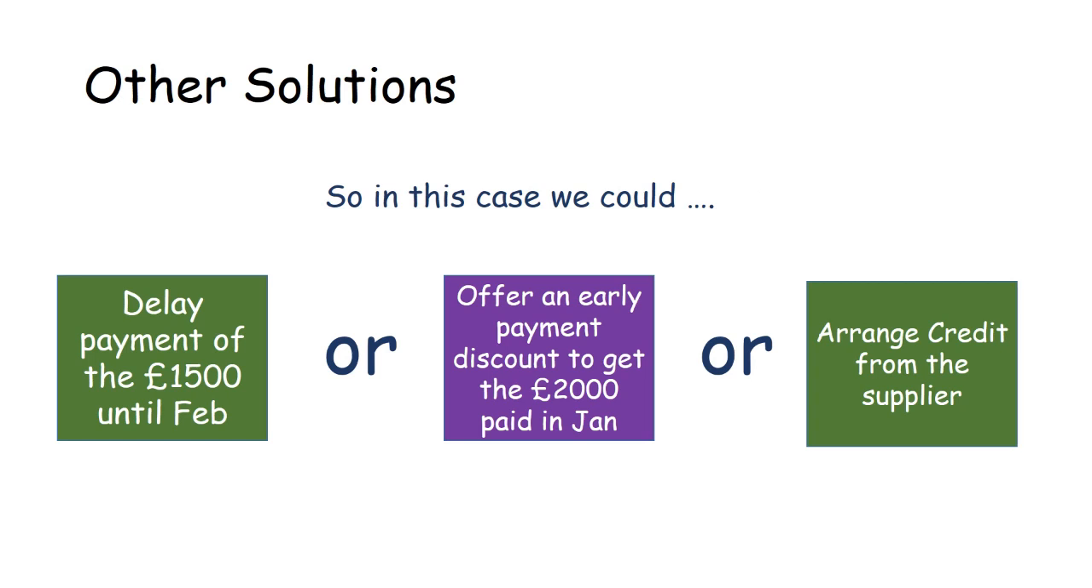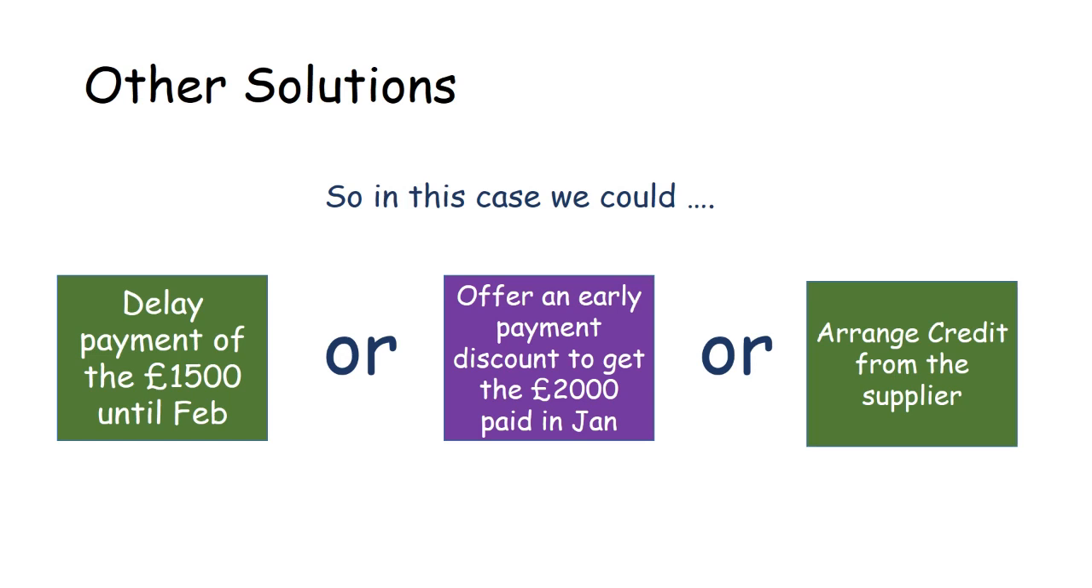Some of the other solutions we could use in this case could be to delay payment of that £1,500 until February. If you notice in the example, I was due to be paid £2,000 in February, so if I could delay that payment and make it in February, that means that I'd actually have a positive closing balance for the month of £500, and I wouldn't have a negative £500 in January, so I'd have no liquidity problem.